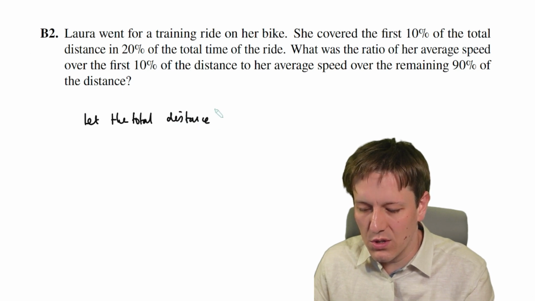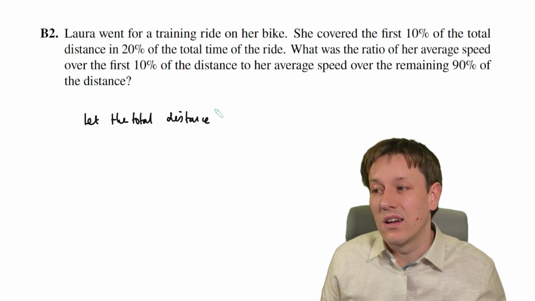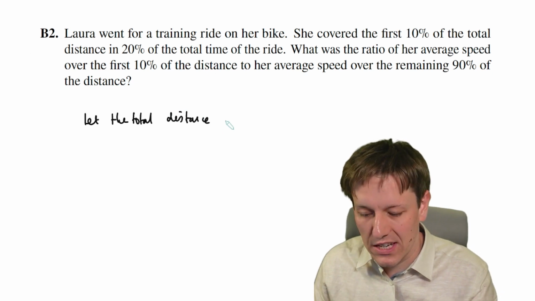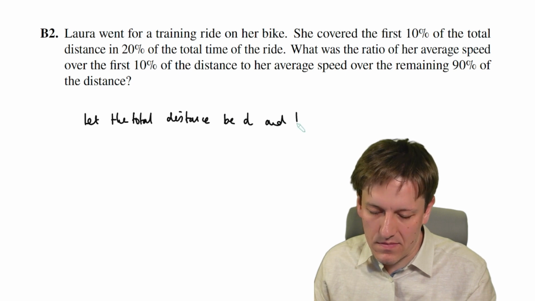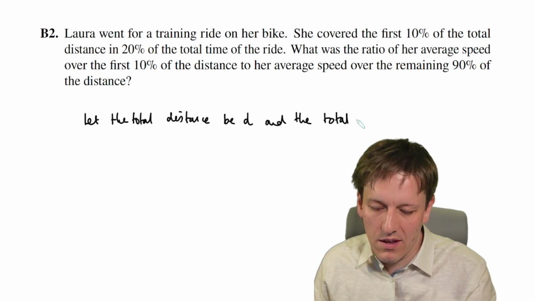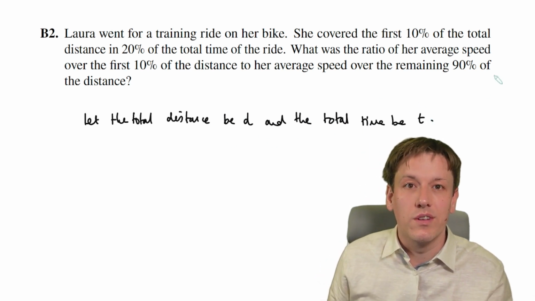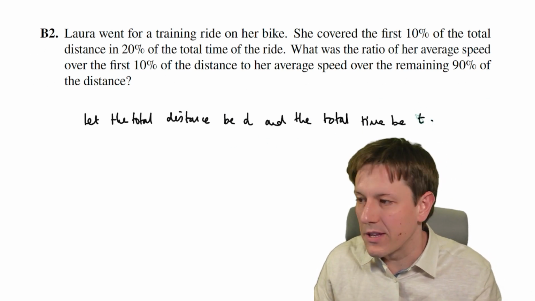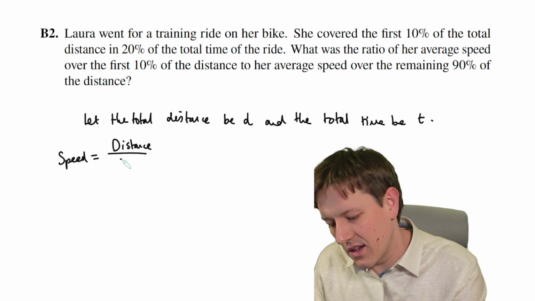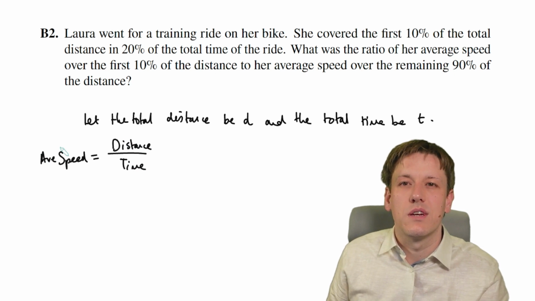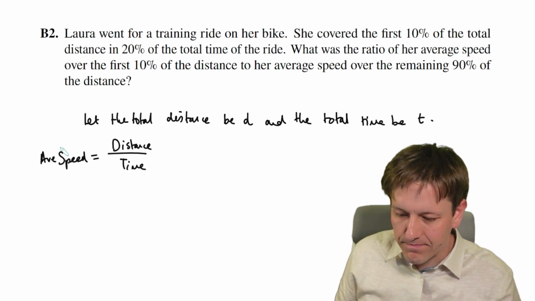If you wanted to, you could use a different letter, or you could also use 10d, which would actually be quite a sensible choice for this question, as we'll see. But I'm going to just say let the total distance here be d, and the total time be t. Perhaps, if I wanted to be really thorough, I might say the total time for the whole journey, or for both parts of the journey combined. Now we've got speed equals distance over time, of course, as the formula that we're going to use here. Perhaps I should say average speed equals distance over time.